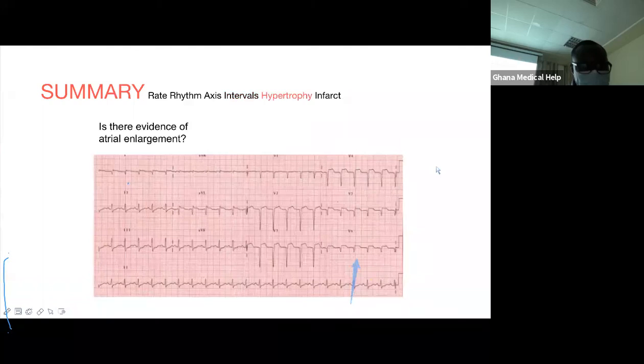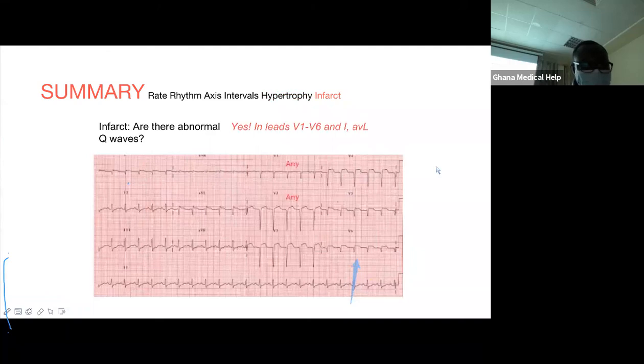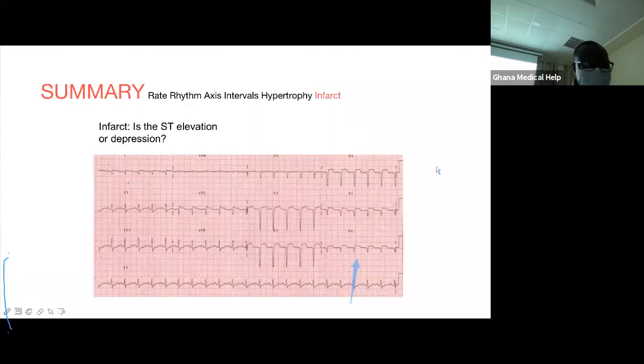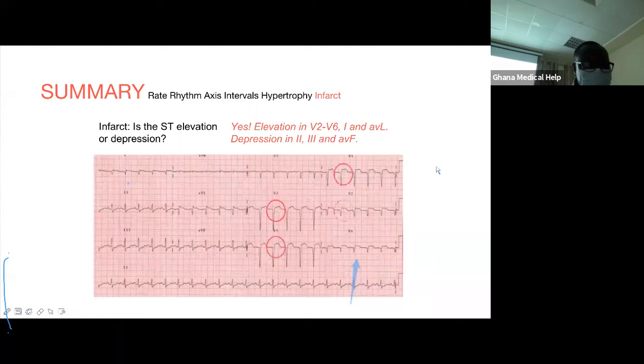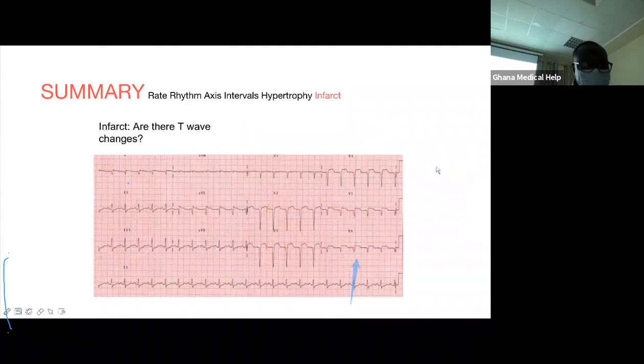Now, the other thing is about the enlargement, whether here we find any evidence of enlargement. We don't see that. Ventricular hypertrophy, if you are using any of the criteria for both the right and left, you don't find any of that. Q waves, if you look at V1 to V6, there are Q waves there, and as well in the lateral leads. So those are shown. And then ST elevation or ST depression. So we find elevation from V1, V2 to V6, lead 1, aVL, and then you have a depression in lead 2, lead 3, lead aVF. They are what is called reciprocal changes.